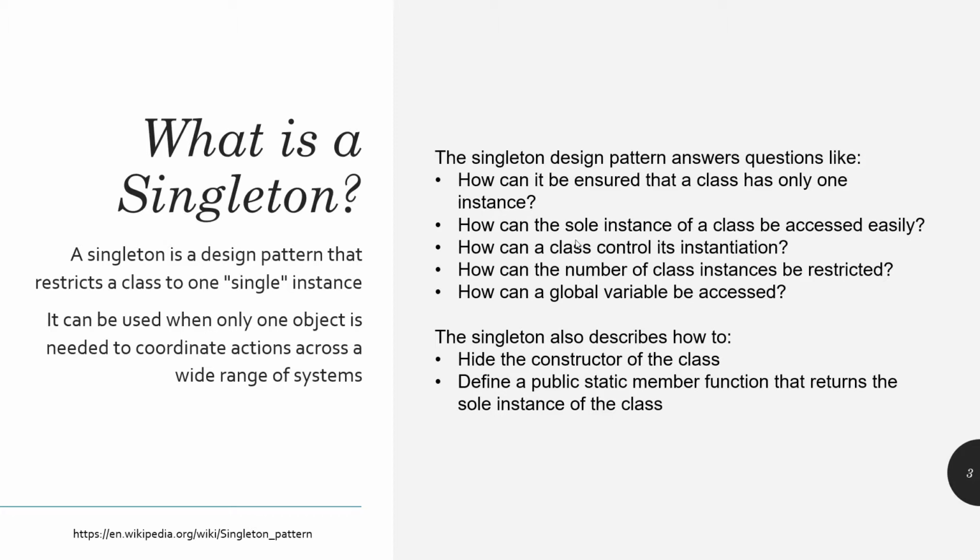Coming down to controlling the instantiation, we're going to hide the constructor and make it private. To still be able to get the singleton out of the design pattern, we're going to define a public static member function that returns, in C++ anyway, a pointer or a reference to the object that's sitting under the hood.